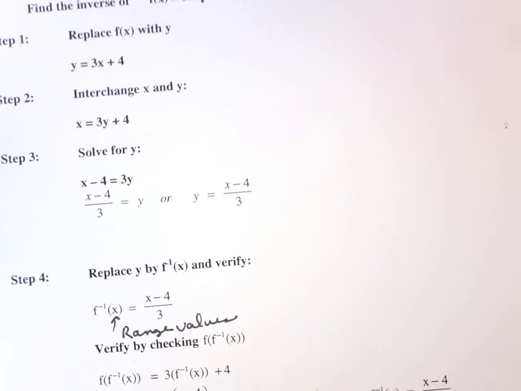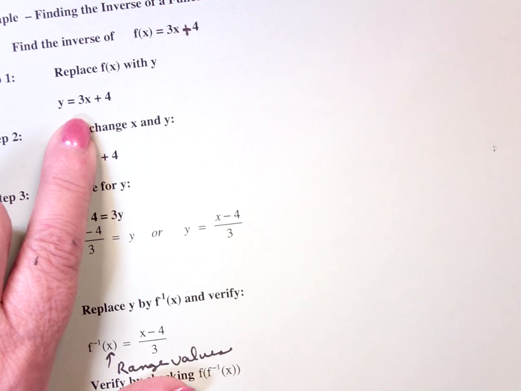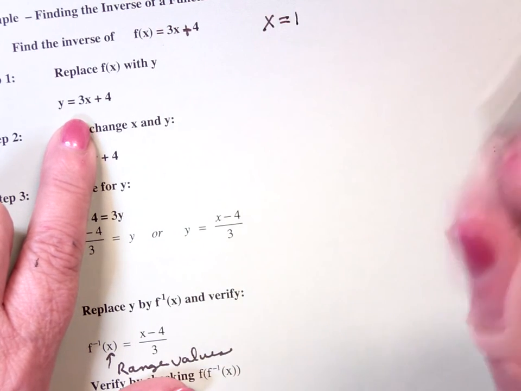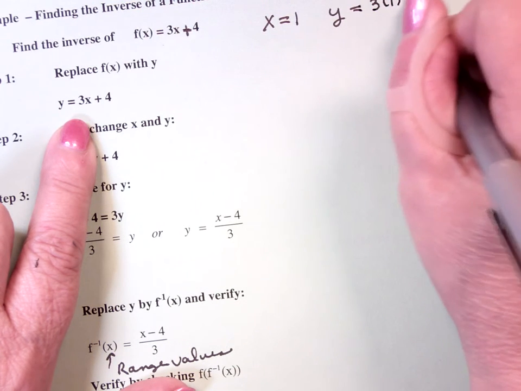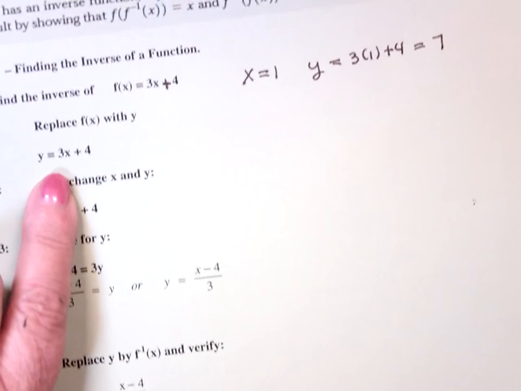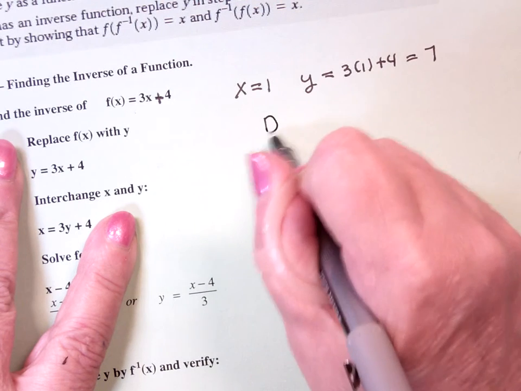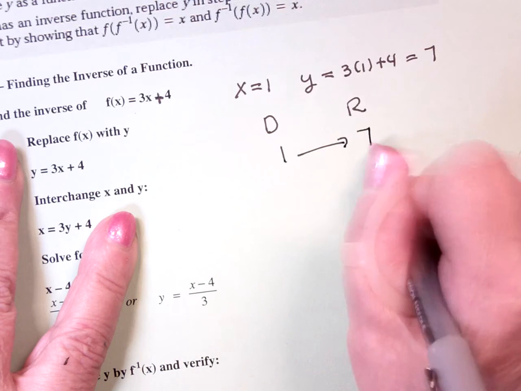So that means if I play around with this thing, and I'd say, okay, what's the domain of this function? Well, it's all real numbers. Just pick a number. So I'm going to pick x equal 1. If x equal 1, y equals 3 times 1 plus 4, which is 7. So what this says is that if I'm looking at domain to range, that 1 goes to 7.